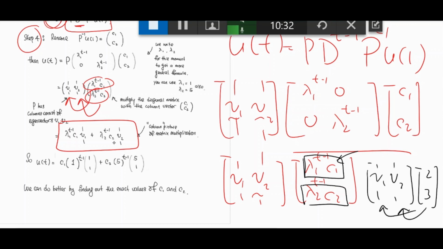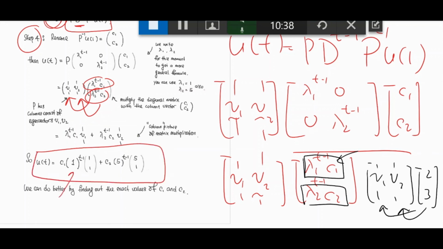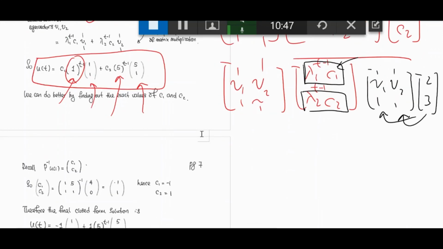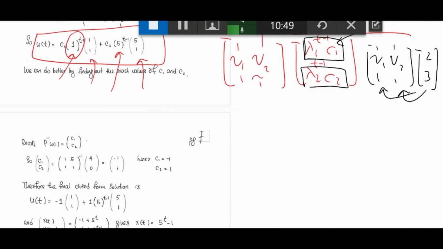So based on this, you will get to see that our ut is going to be like this, okay? Because that is our lambda 1, and that's the v1. This is our lambda 2, that's our v2. So actually 1 raised to any power is still 1. So now our equation is basically like that, okay? Pretty easy. We can even ignore this. This is just 1. And the only last thing to figure out is what is the exact value of c1, c2.